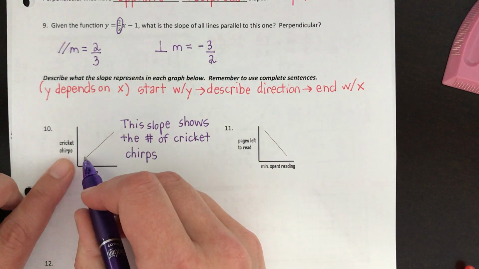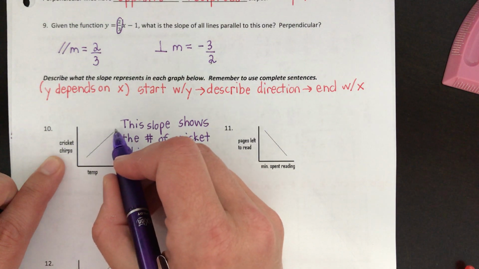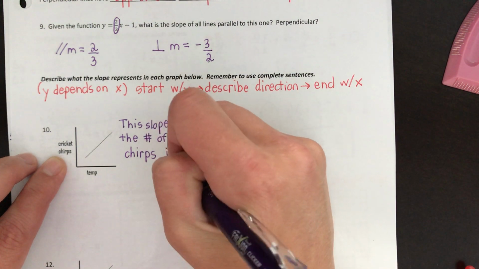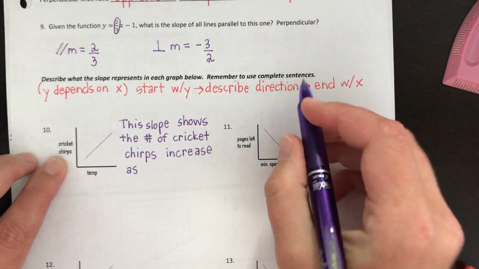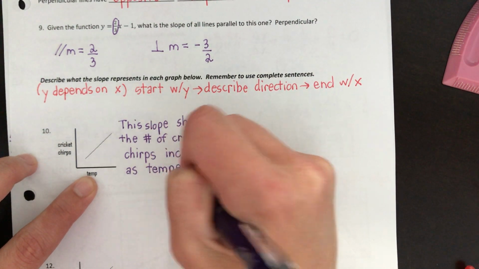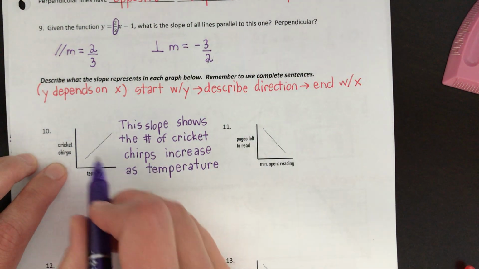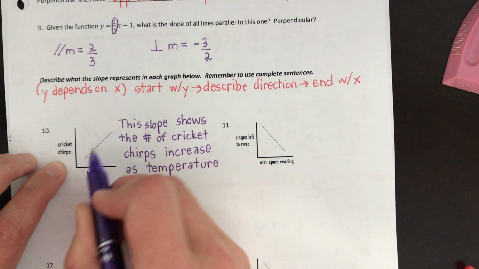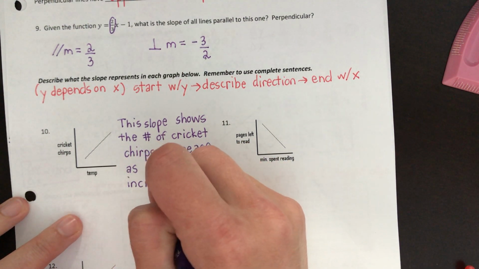What happens? So what's happening to the y here with this slope? The y values are increasing. So this slope shows the number of cricket chirps increase as, end with the x's, temperature. And what's happening to the temperature? Temperature as we go to the right, as we follow the slope and read a graph like we read a book, left to right, the y's are increasing, but also the x's are increasing. So as temperature increases.